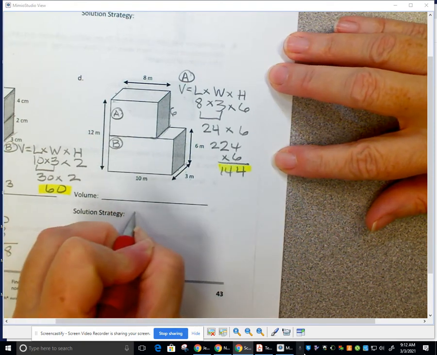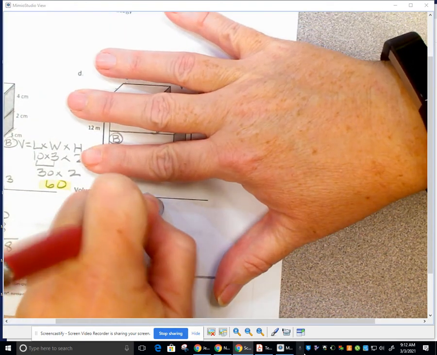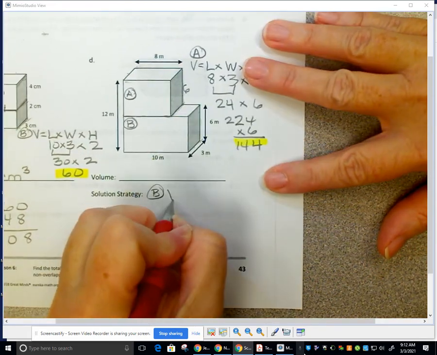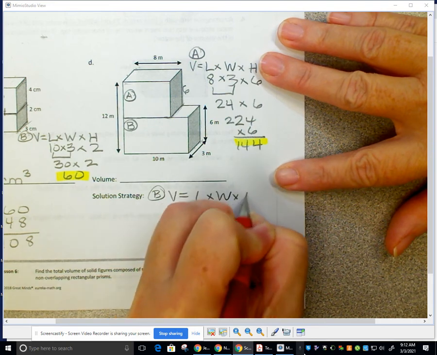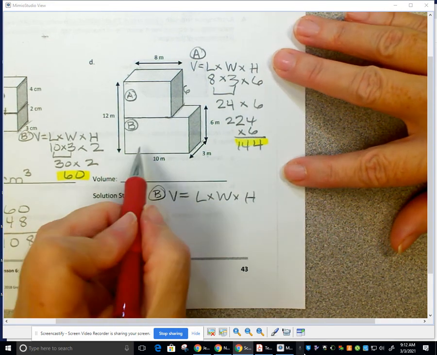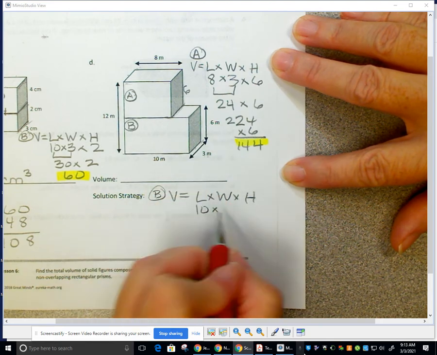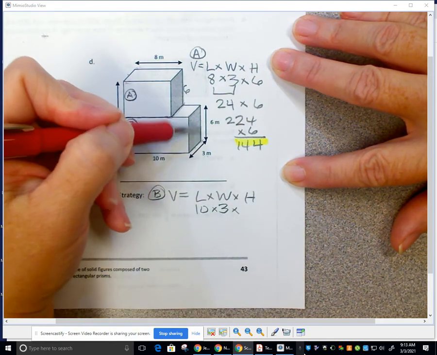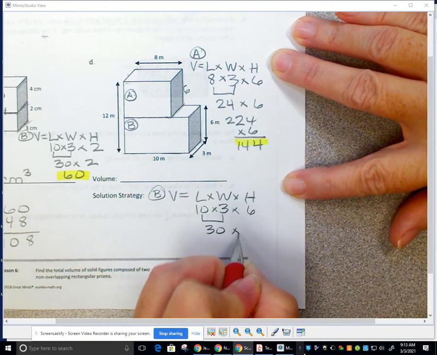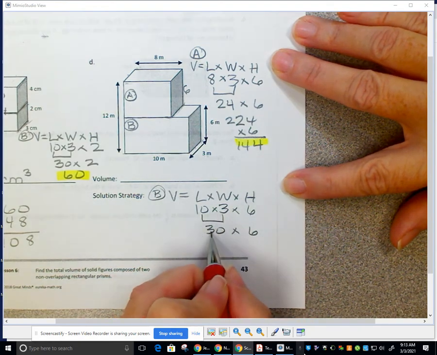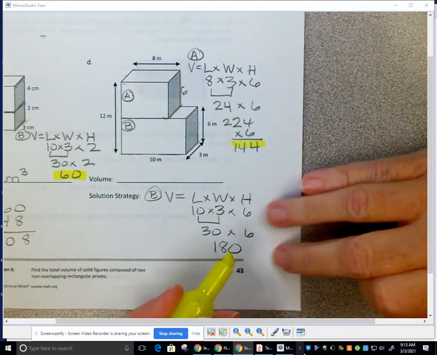And now I need to find B. I'll work it down here. Volume equals length times width times height. Okay. Length, that's cut and dry, that's 10. Width, I can use 3. And height, I can use 6. That's 30 times 6. And we know 3 times 6 is 18. Add the 0. So this is 180.